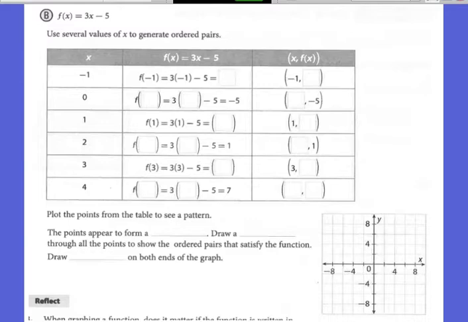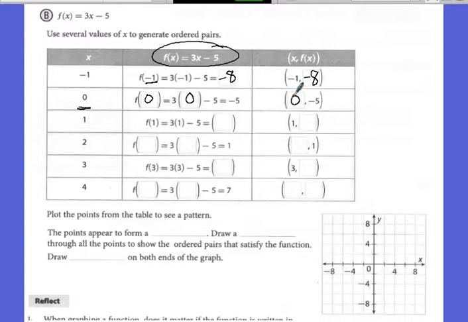All right, so now the first one already has an input for us. So here's our function, and it already put an input for us. So f of negative 1, so 3 times negative 1 is negative 3, minus 5 is negative 8. Okay, and then here it tells us that our input is 0, so f of 0, so I'm substituting 0 for x. I have 3 times 0 is 0, minus 5 is negative 5. So when we have an input of 0, I get negative 5 as my output.